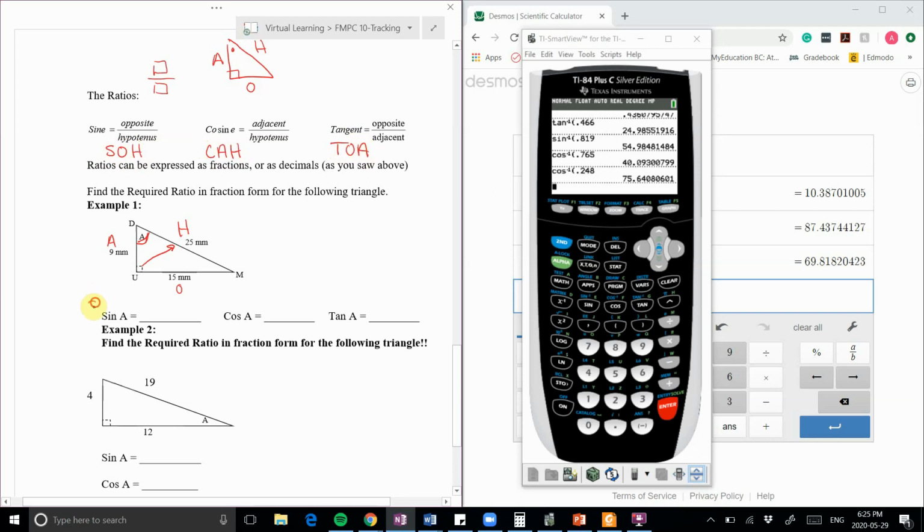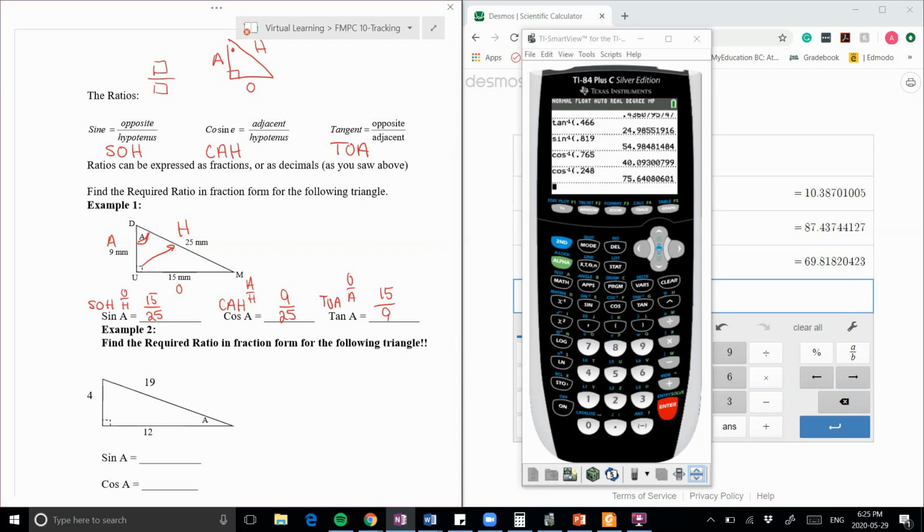So if I'm looking for sine here, I'm looking for, right? Opposite over hypotenuse. So my opposite is 15, so we go 15 over hypotenuse is 25. For cosine, that's adjacent and hypotenuse. So that's going to be adjacent over hypotenuse. So adjacent being 9, hypotenuse being 25. Tangent is TOA. So that's opposite over adjacent. So 15 over 9.